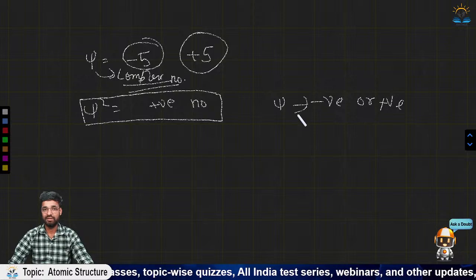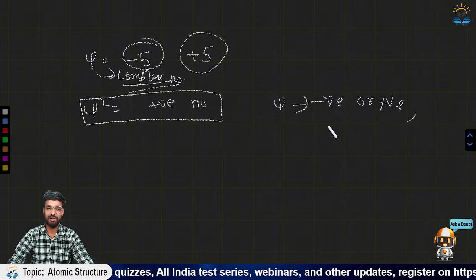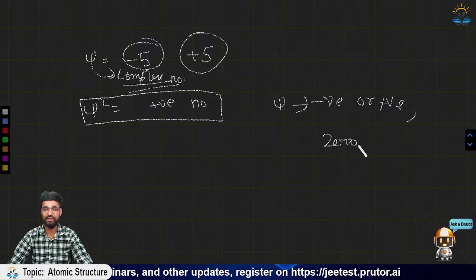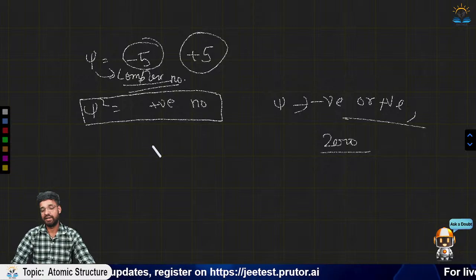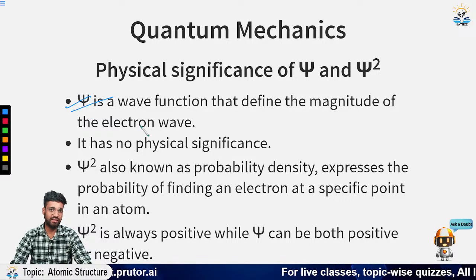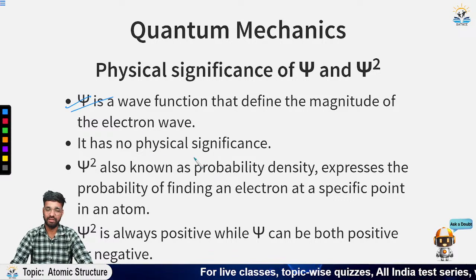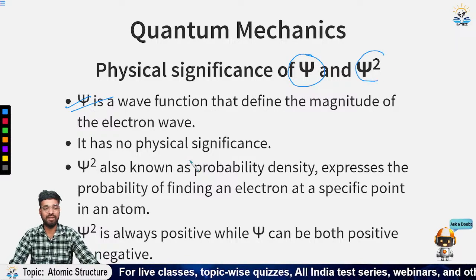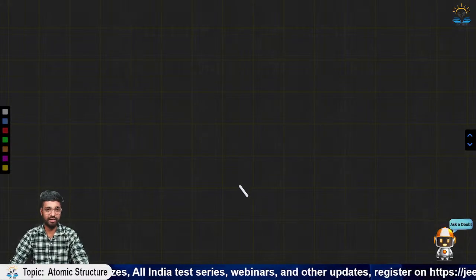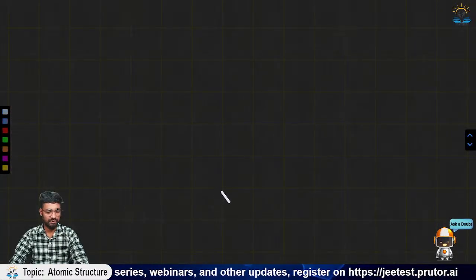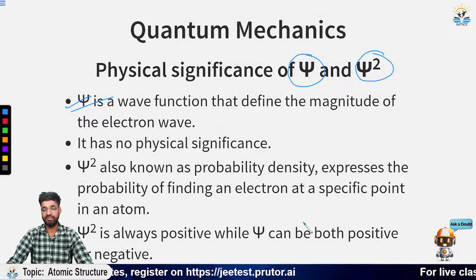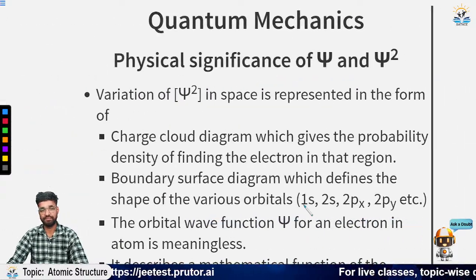It must sound abstract right now, but later on you will come to know what these things are, and why I am saying it is zero or positive or negative. So here it is. We have these four things about the physical significance: psi has no physical significance, while psi square is the probability density, and it represents the probability of finding an electron in a given space or time. And the last point, that psi square is always positive, while psi can be both negative or positive.